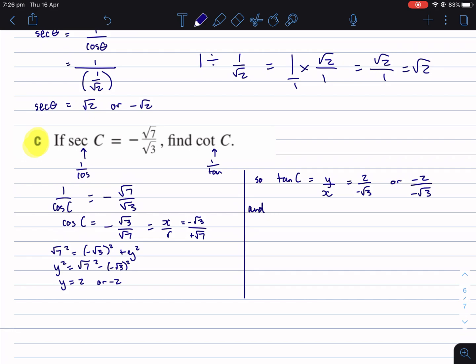And we don't want tan, we want cot. Cot C, which is 1 on tan. You turn them upside down. So we've got negative root 3 on 2, or these ones, the negatives cancelled out. And that's our answers.